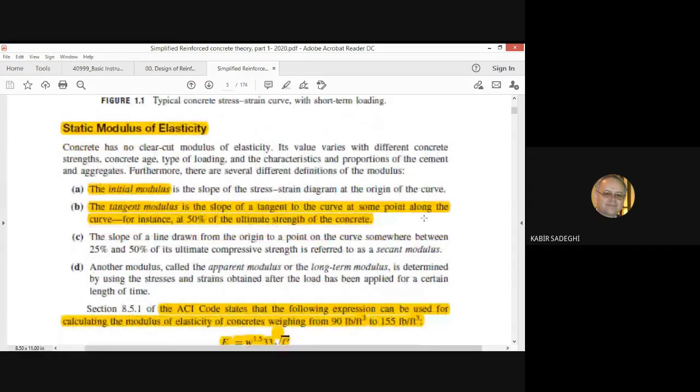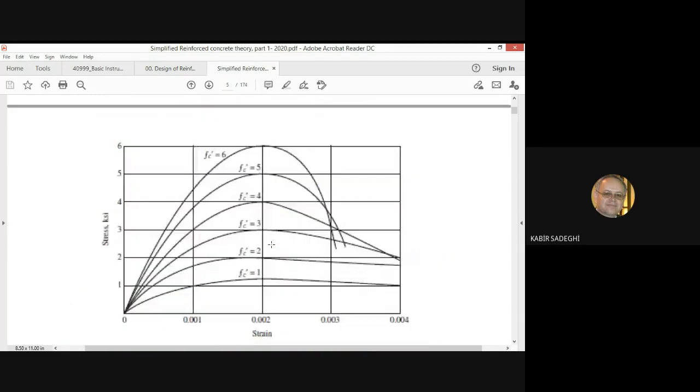Another important item is the modulus of elasticity of the concrete. How do we measure that? You say the strength is changing, so the modulus of elasticity is changing as well. How do we define that? In general, we have two types of modulus of elasticity. One is the tangent method, the other is the secant method.